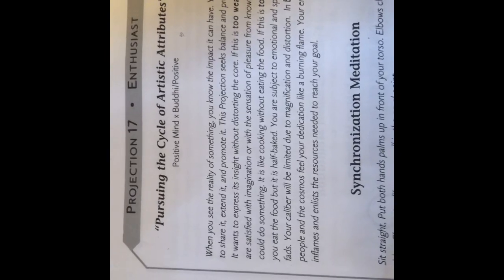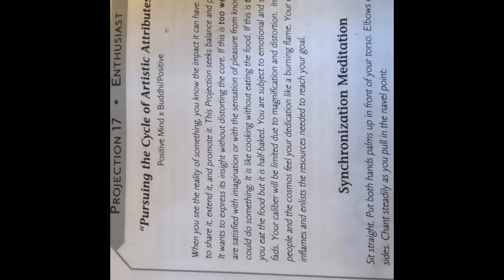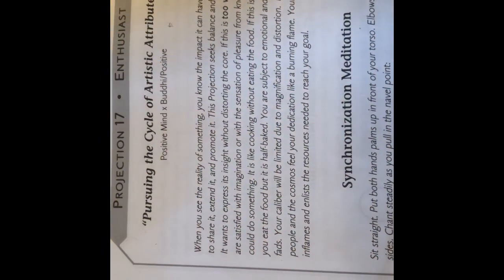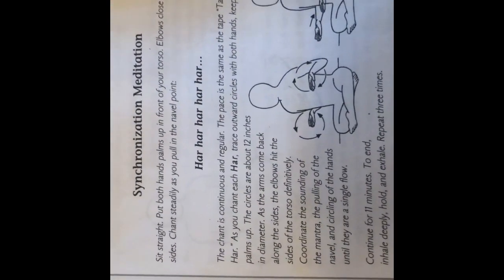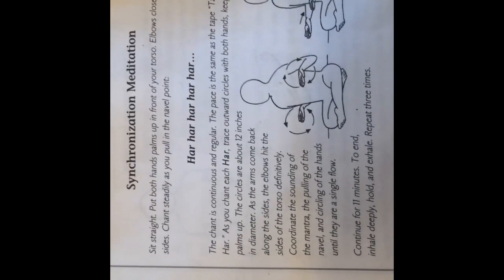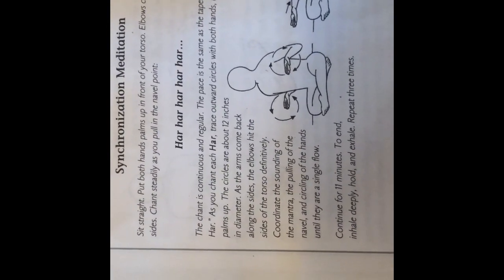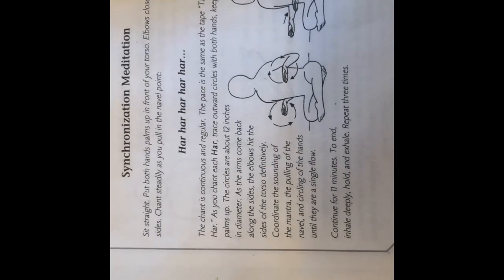All right, so what we do now is go to Projection 17. Here we are, Projection 17, the Enthusiast. I do like what it says here about balance. It says, in balance, people in the cosmos feel your dedication like a burning flame. Your enthusiasm inflames and enlists the resources needed to reach your goal. And the exercise: you're going to be hitting your ribs with this one, the seventh rib. I'll go into why you're doing that in a moment. This exercise is done for 11 minutes, and you can do it shorter or longer, and I'll go into that in a moment.